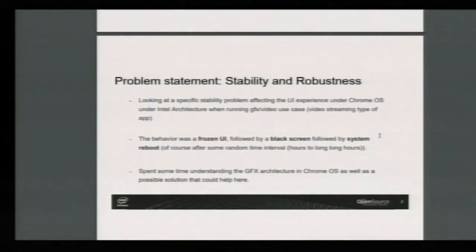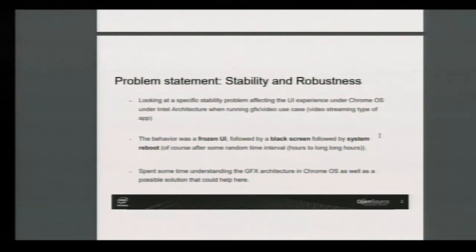The behavior that I was seeing was a frozen UI followed by a black screen, followed by a system reboot, and then I would go, "Oh my gosh, this app is really bad." Then I spent some time trying to understand the graphics architecture in Chrome OS, and then try to come up with a solution.